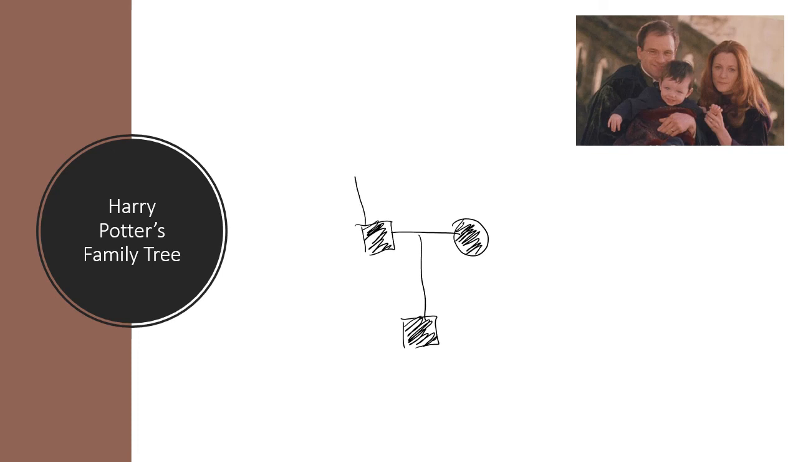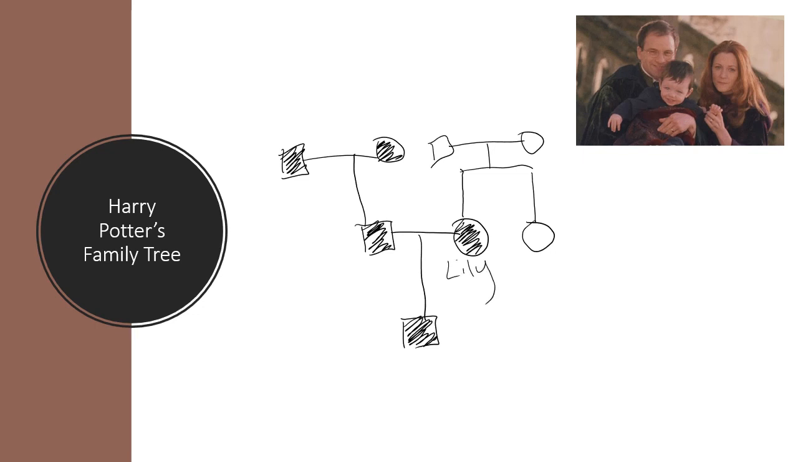According to the books, James was a pure blood wizard, which, of course, in genetics we would call homozygous. But Lily had a sister, right? And her sister was not a wizard, and they came from parents who were not wizards. So this would be what Lily's family looked like. Now, Lily is really the key for us figuring out what the trait of wizarding is, what inheritance pattern it holds.